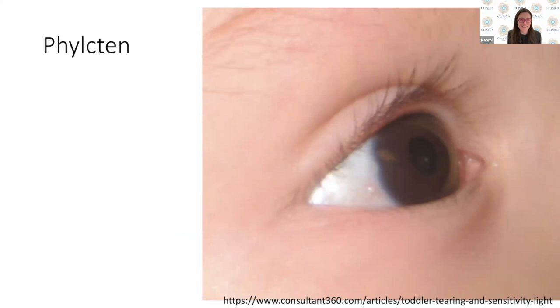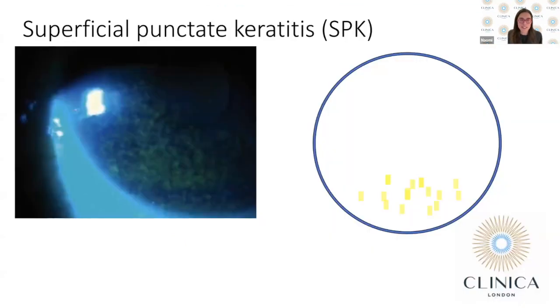Phlycten. People often get really worried about these because they do cause a lump to grow on the surface of the eye. Again, that is an inflammatory mass, commonly in very little ones, toddlers, and it's a similar staphylococcal hypersensitivity reaction. Again, you'd want to get a nice look at the cornea, and the punctate staining in blepharitis, as you know, is more commonly inferior.